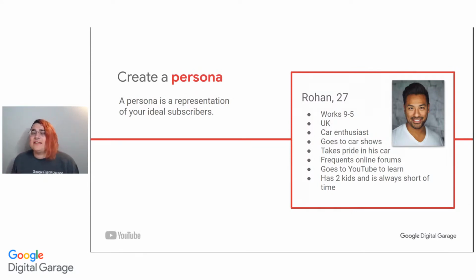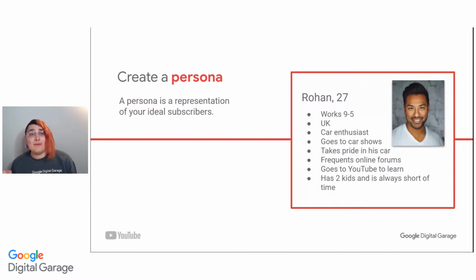It means that we can go into a little bit more detail than if we were talking about a group of people. If we were talking about your audience as a group, we might say, well, we're talking about car owners. But that's not detailed enough. We want to really narrow it down and get into the nitty-gritty of things. So we've got Rohan. Rohan is 27 years old. Rohan is male. Rohan works 9 to 5, based in the UK.